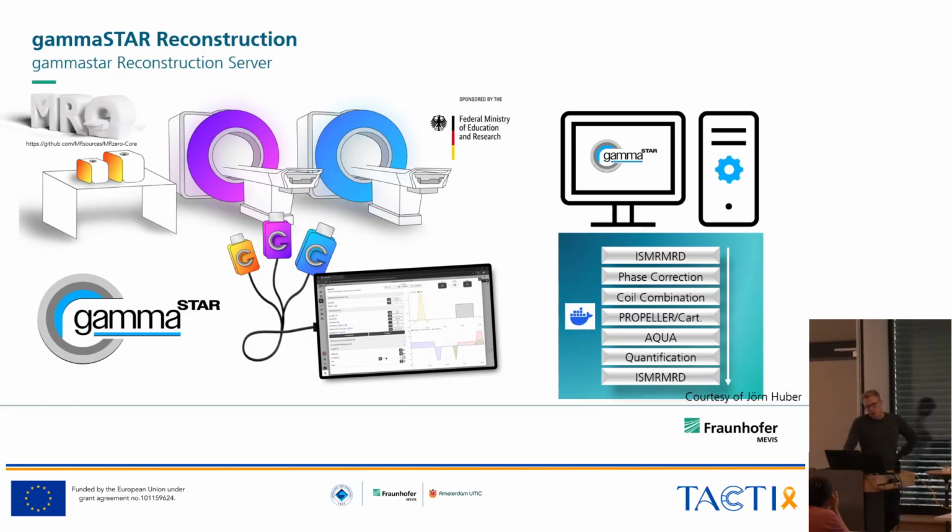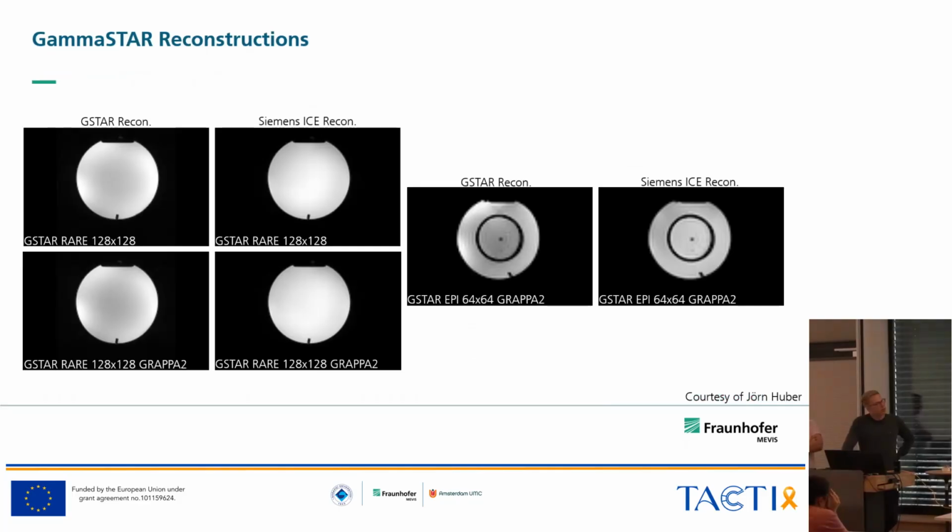And in combination with the gammaSTAR sequence, all different systems basically send their data to that reconstruction server. So no matter what the source is, so tabletop systems, simulators, full body systems, they are all encoded using this ISMRMRD standard. We have different reconstruction tools. So these tools automatically decide whether they need to be applied or not based on these flags which are contained inside the data. And then in the end, we get images.